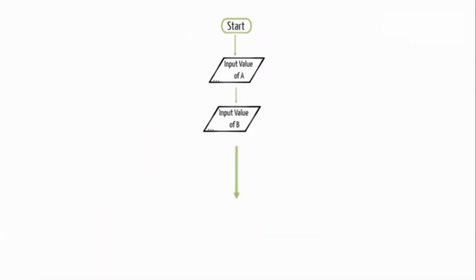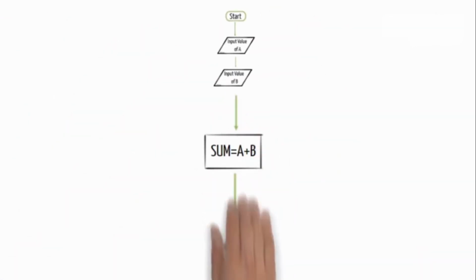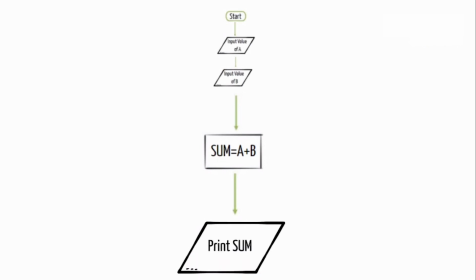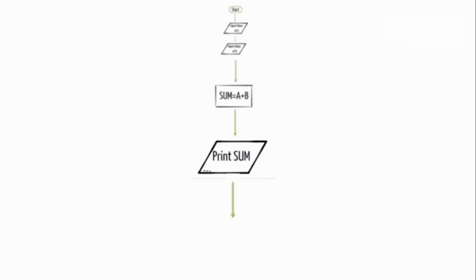The fourth step is to perform the calculation, represented by a rectangle with the text sum equals A plus B. The fifth step is to display the result, which is represented by a parallelogram with the text print sum. The final step is to stop the algorithm, which is represented by an oval shape with the text stop.